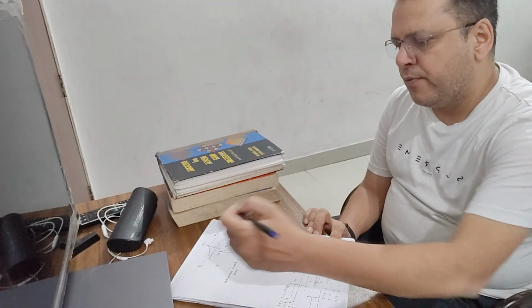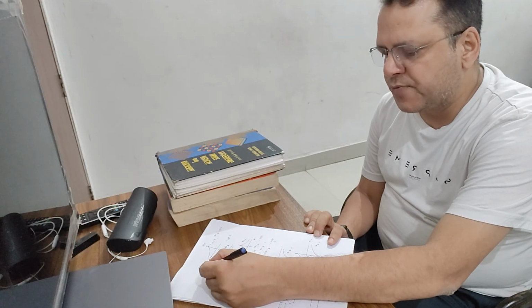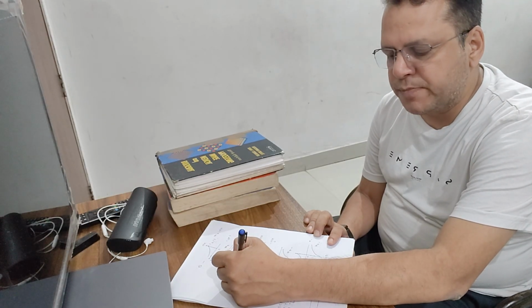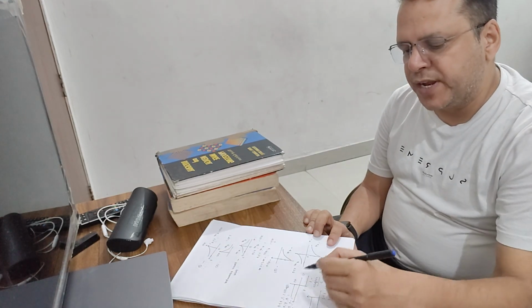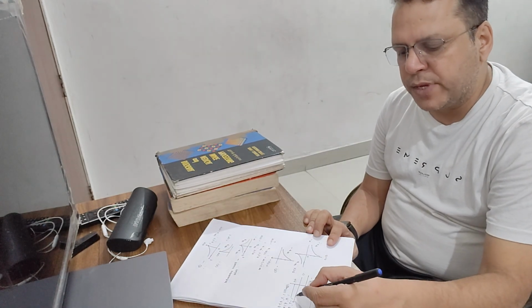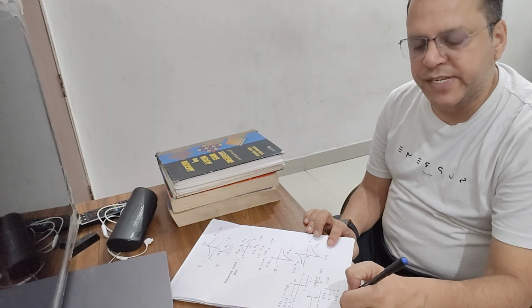So we have derived from the one-sided exponential pulse the double-sided exponential pulse. Then from this one-sided exponential pulse, we derive the signum function, and from the signum function, we derive the unit step pulse.